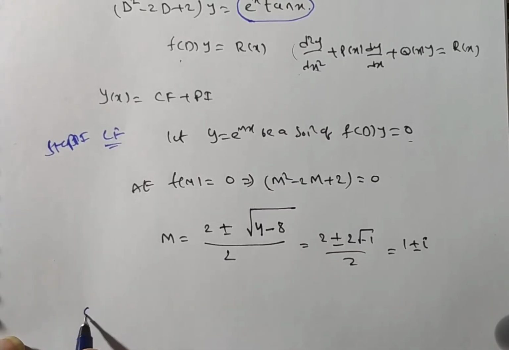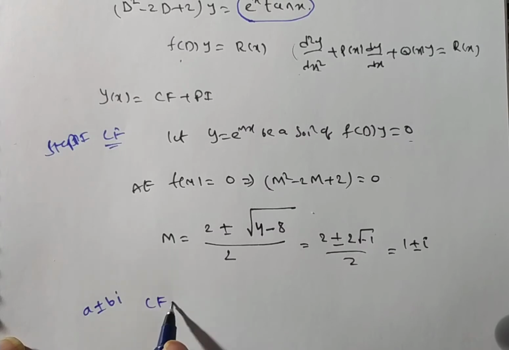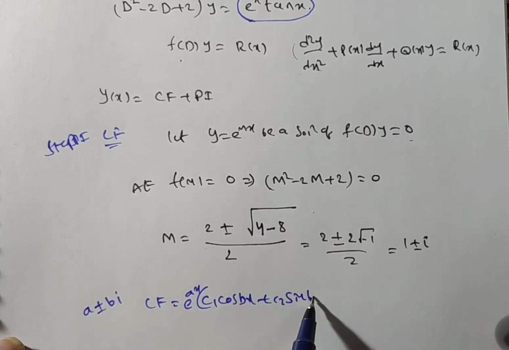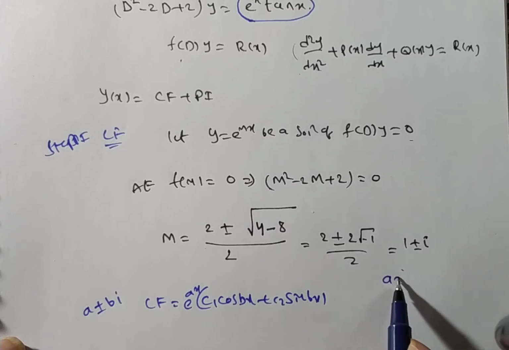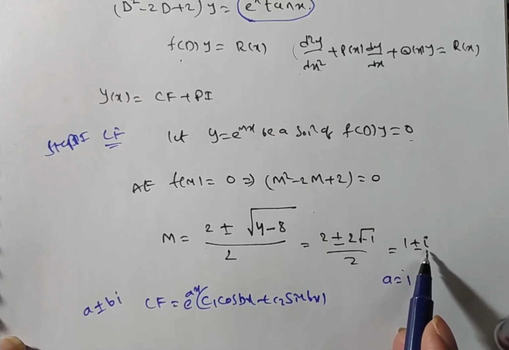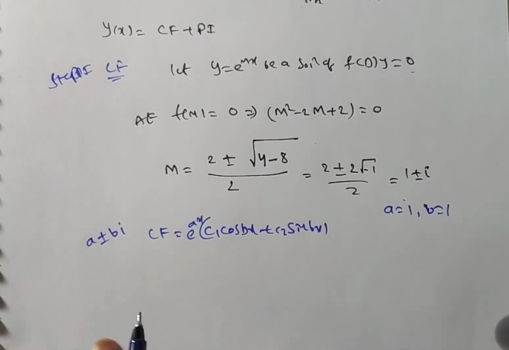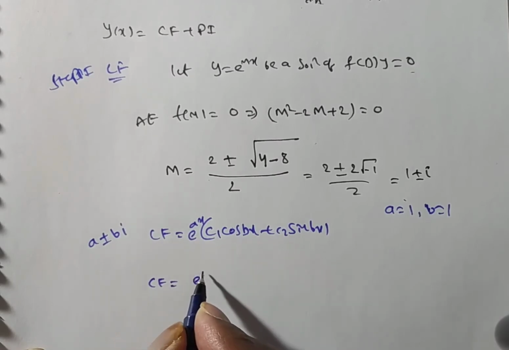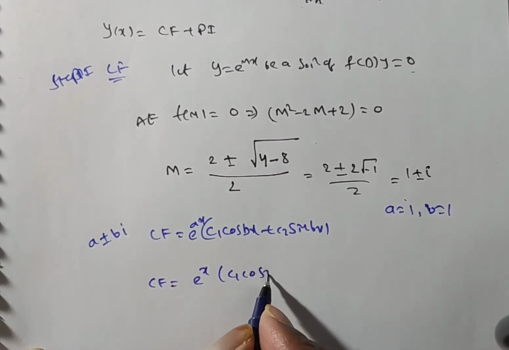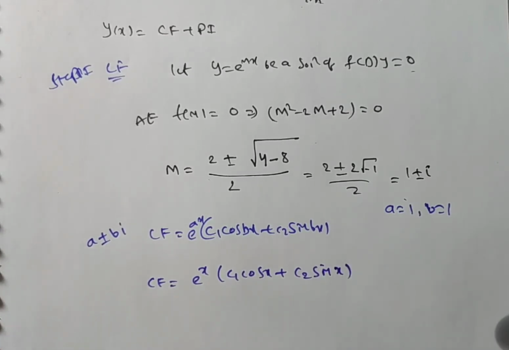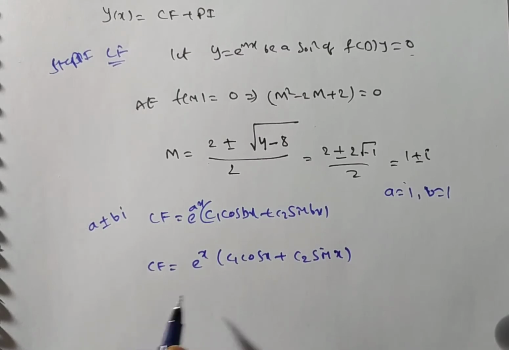Whenever the roots are in the form a ± bi, the complementary function is e^(ax)(c1 cos bx + c2 sin bx). What is a here? a is the real part, and b is the imaginary part, the coefficient of i, so here b = 1. Substituting the a and b values in the complementary function, you will have eˣ(c1 cos x + c2 sin x), where c1 and c2 are arbitrary constants.